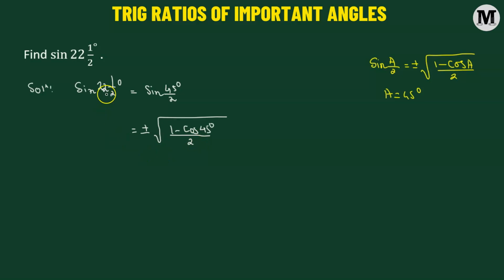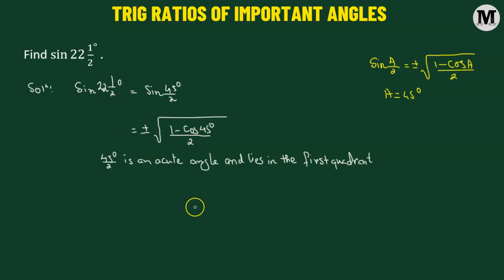Now, we know for a fact that 22.5 degrees lies in the first quadrant. So here 45 over 2 degrees is an acute angle and it lies in the first quadrant. So we are going to consider only the positive value. So a positive of square root of 1 minus.